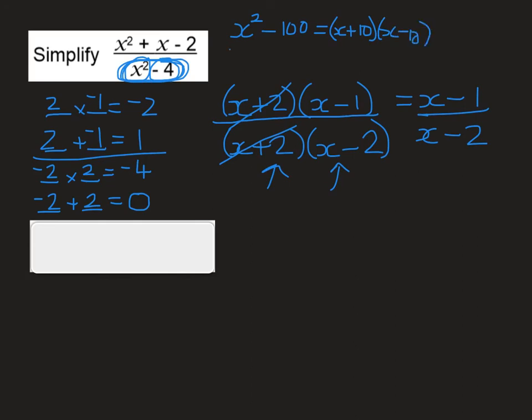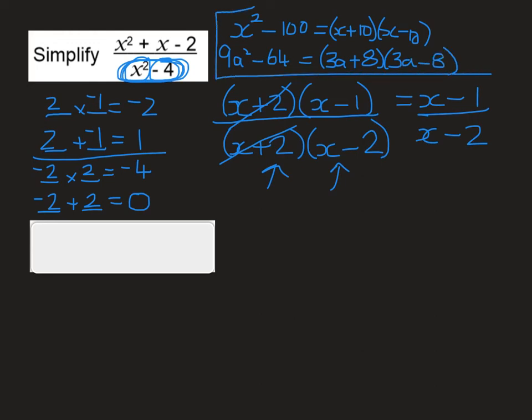Even something a bit more complex, like 9a squared minus 64. Well, it's the square root of the first term plus the square root of the second term, and the square root of the first term minus the square root of the second term. Those are just an aside to remind you about the difference of two squares. If you can't get that, please make sure you do practice on it, because it always comes up, and it really often comes up in these simplification questions.